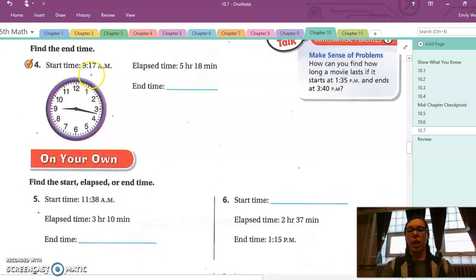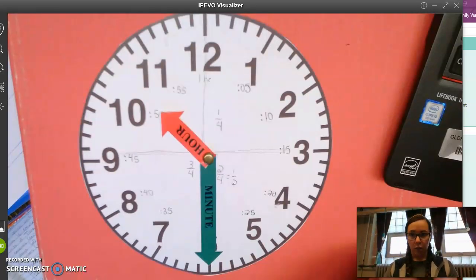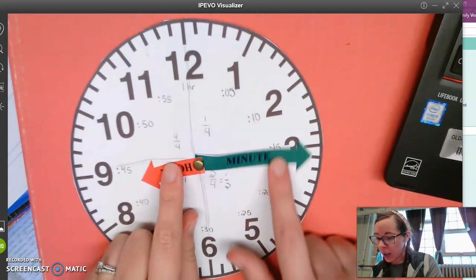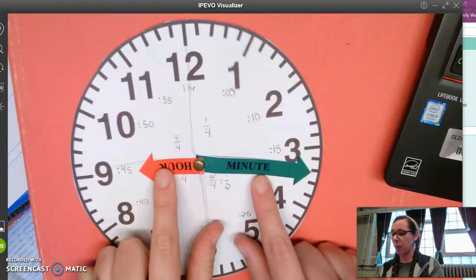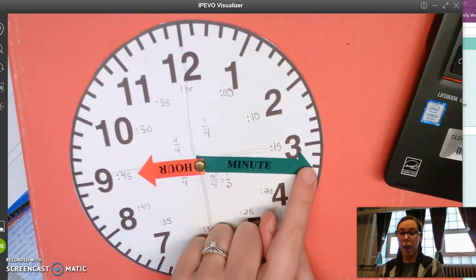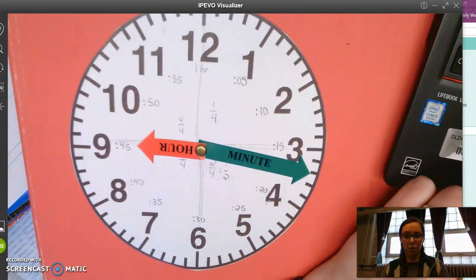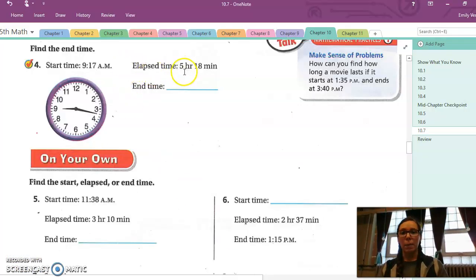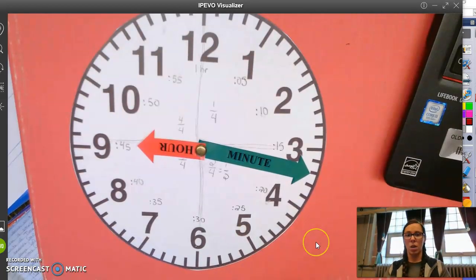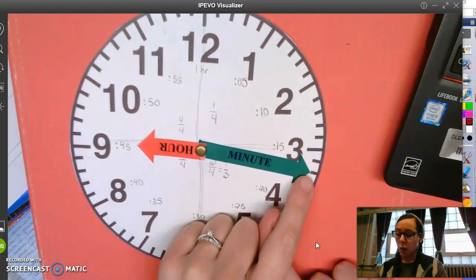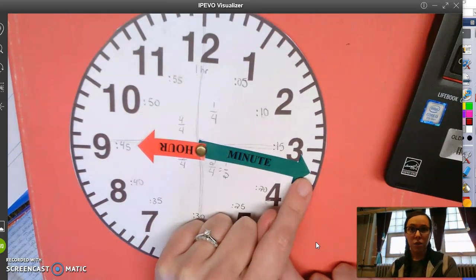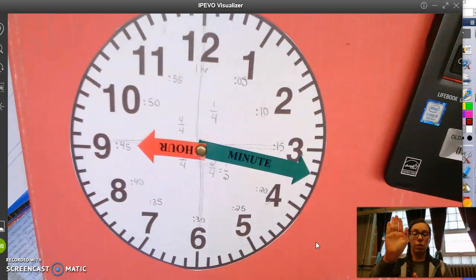Okay? Now let's look at an elapsed time one. If we start at 9:17, let's put that on our clock. 9, 15, 16, 17. That's why I made your hands long enough to where it would touch. Be exact. 9:17. The elapsed time is 5 hours and 18 minutes. So that's how long it took somebody to do something. 5 hours and 18 minutes. So I'm going to count 18 minutes on the minute hand first. Just like when we did mixed numbers and we had a whole number and a fraction, we always would do the fraction first. Same thing with elapsed time.